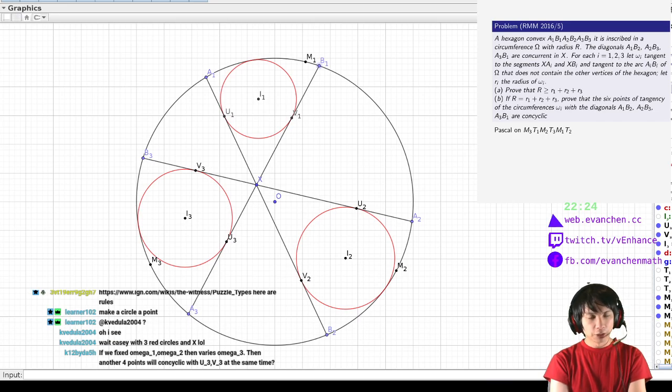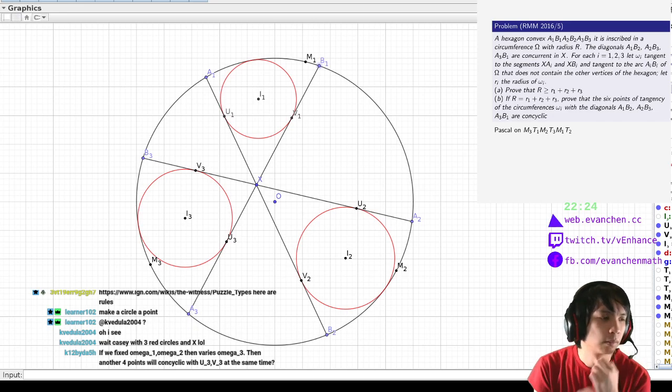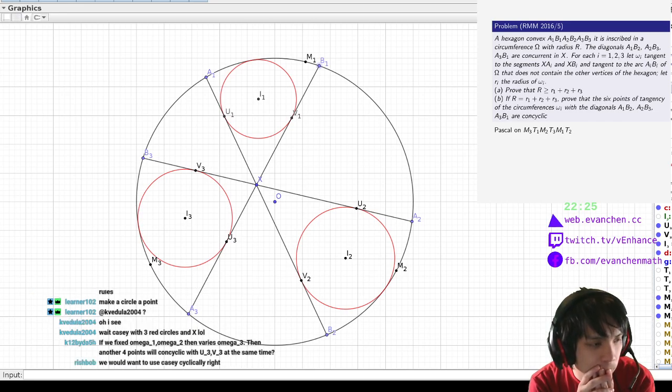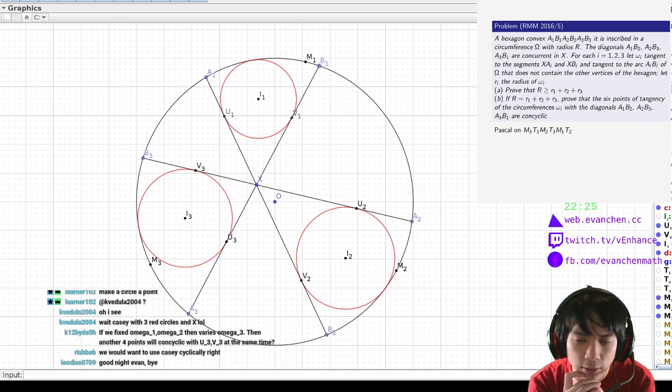Fix omega 1, omega 2, vary omega 3, and then 4 points of a cyclic with what? U3, V3 at the same time? We would use Casey cyclically, I guess. I mean, Casey is fine, I just don't see where it's gonna go.